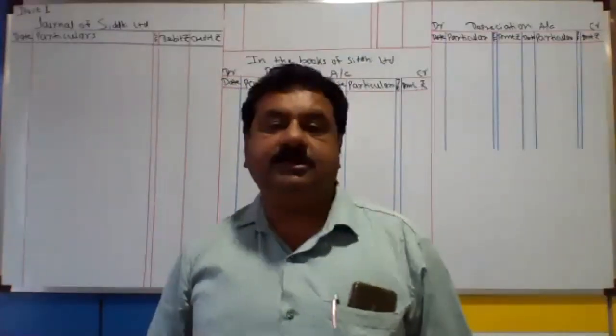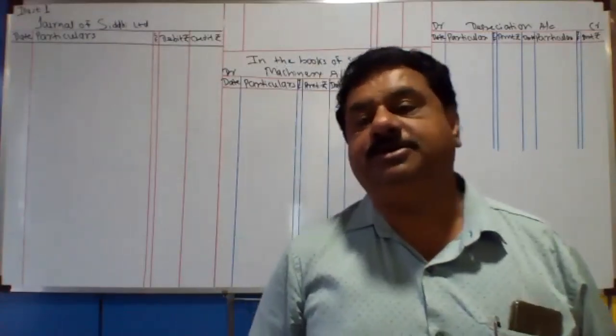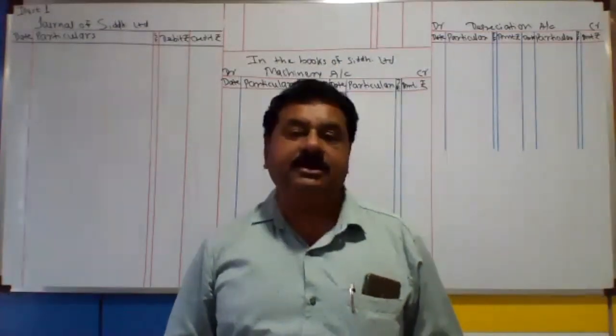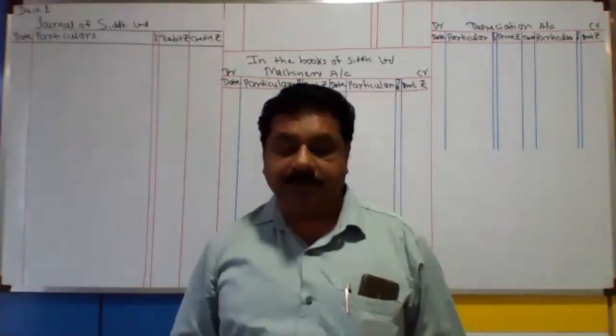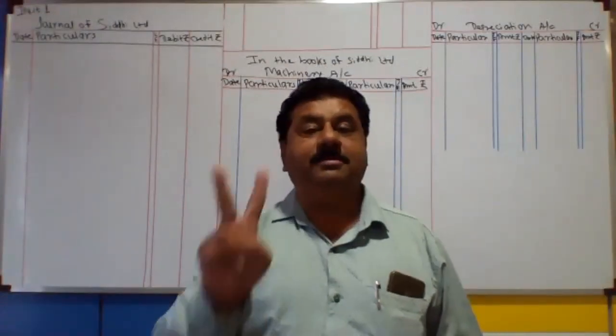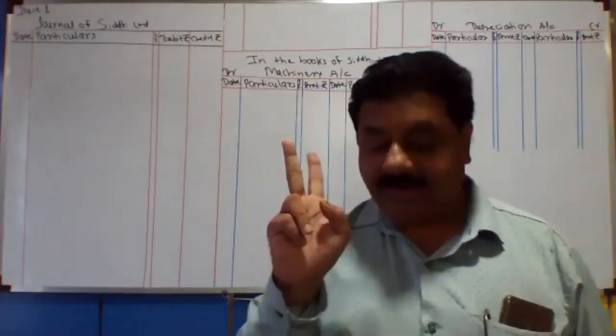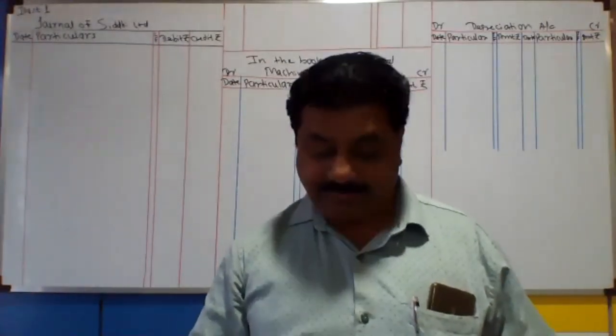So in this lecture, we are going to start with the solution for the problems on depreciation. First of all, it is illustration number 1. Siddhi Limited Ratnagiri purchased machinery costing 2 lakh. The machinery kitne ka liya? 2 lakhs ka liya. Where it is purchased? On 1st April 2015. Okay.